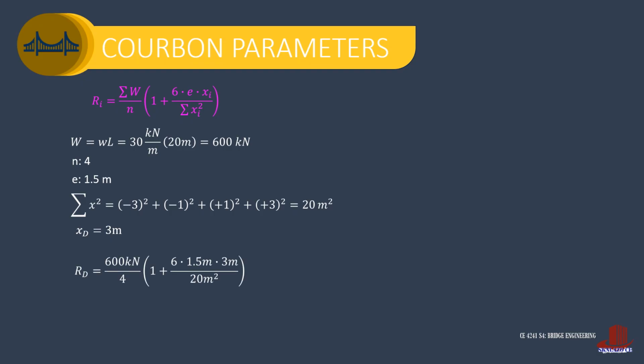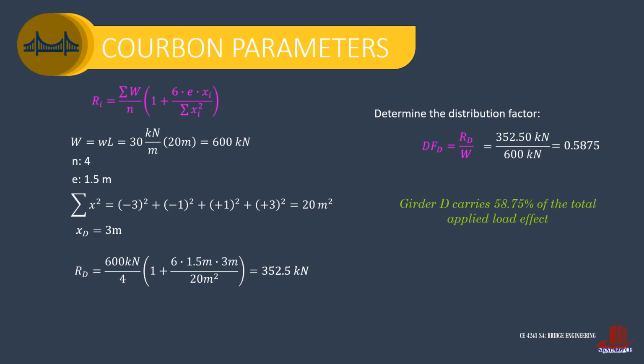Place all these into Courbon's equation, making 600 kilonewtons over 4 multiplied by 1 plus 6 times 1.5 meters by 3 meters divided by 20 square meters. That is 352.5 kilonewtons. With this reaction known, take the distribution factor to know how much girder D is carrying of the total load. The distribution factor is then 352.5 over 600, giving 0.5875. This means 58.75% of the total load is carried by girder D.